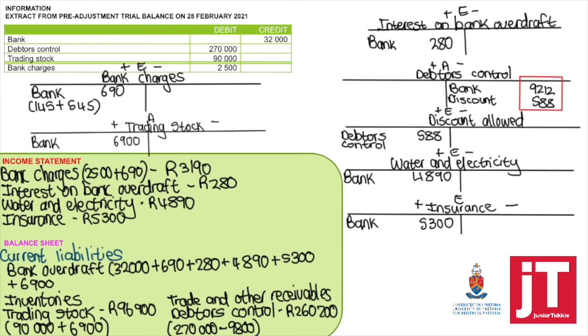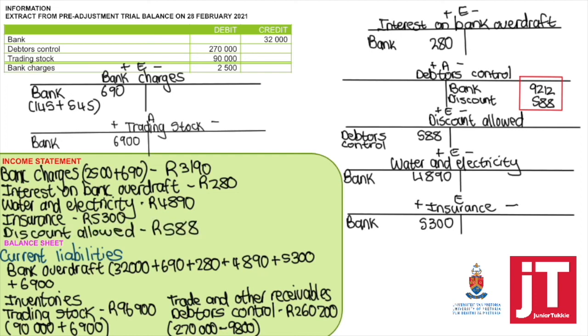Debtors control forms part of trade and other receivables. The balance from the pre-adjustment trial balance, 270,000 minus 9,212 minus 588. If you add those two together, it equals 9,800. Equals my new updated balance, which will appear in my balance sheet, 260,200.